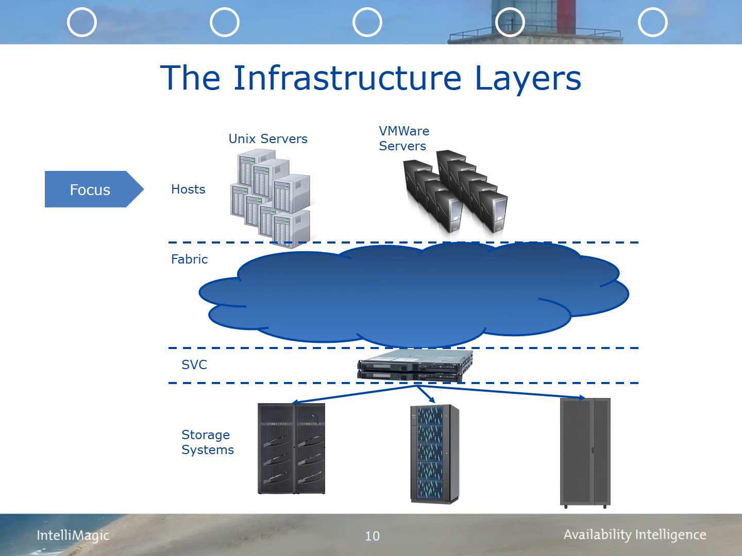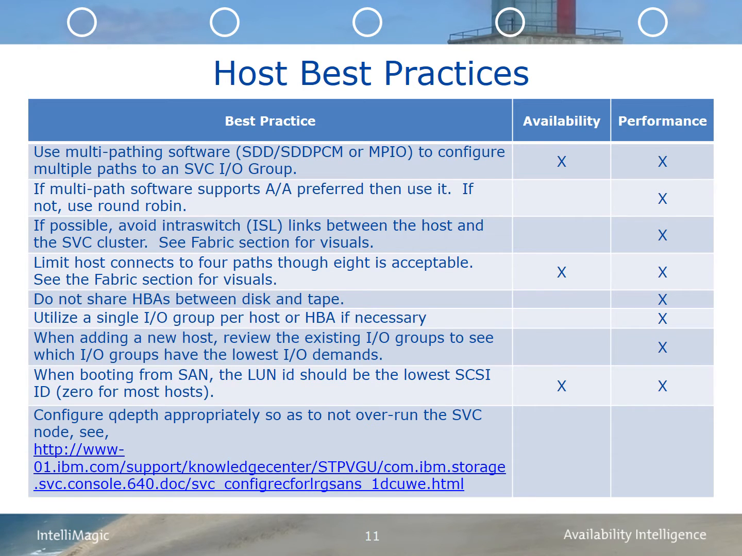This diagram illustrates the host, fabric, IBM SVC, and backend storage layers. Our focus in this section is on the hosts, how they connect, best practices for connection, and considerations for multipathing. This table summarizes the best practices for attaching hosts to an IBM SVC as it pertains to performance and availability.